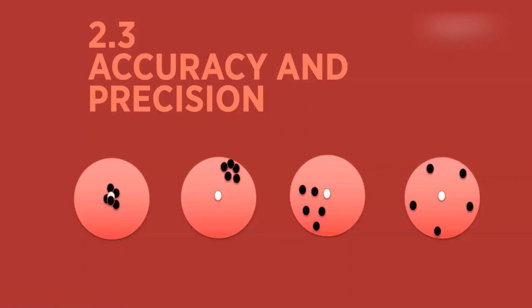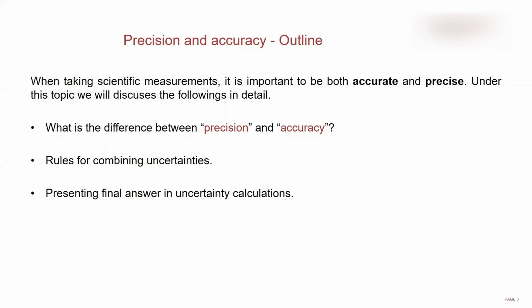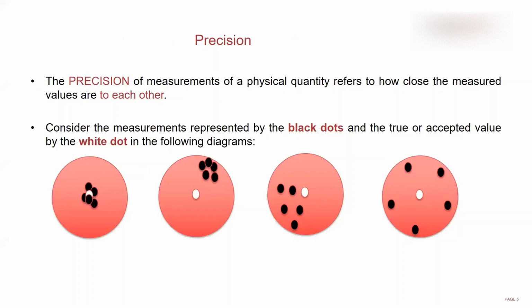In this topic, we discuss accuracy and precision. When taking scientific measurements, it is important to be both accurate and precise. Under this topic, we will discuss the difference between precision and accuracy, rules for combining uncertainties, and how to present the final answer in uncertainty calculations. Let's start with precision.